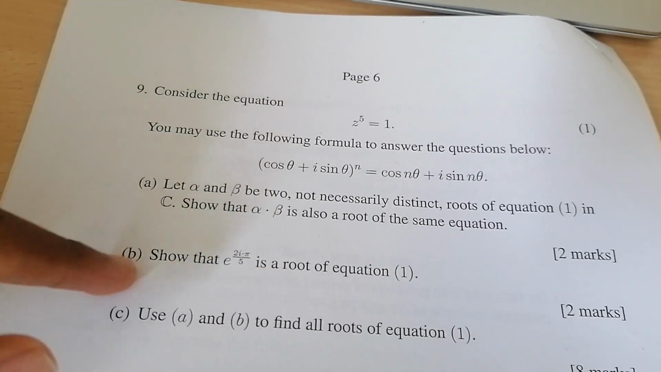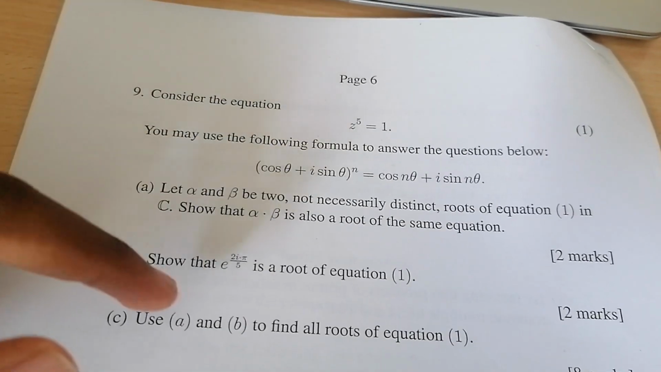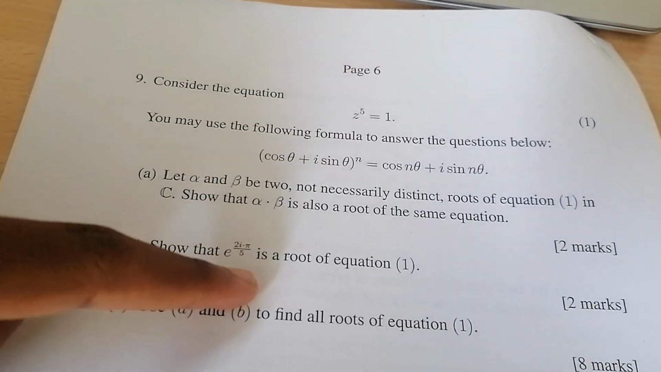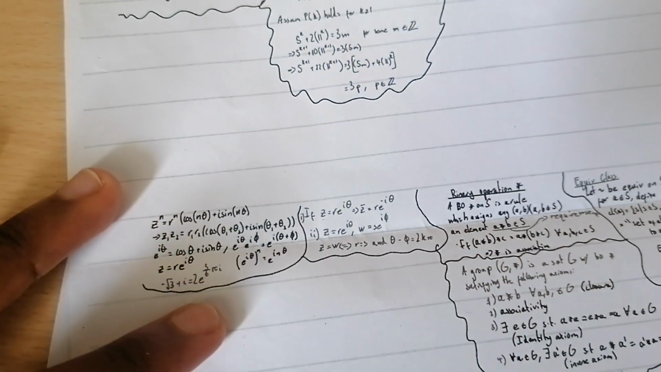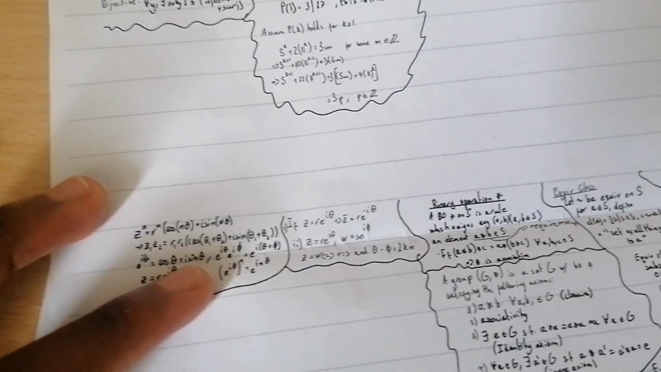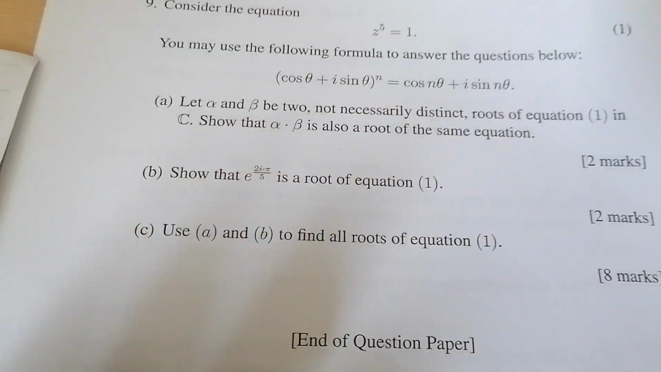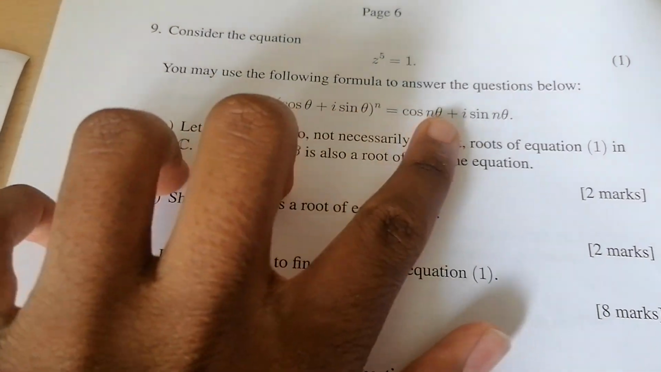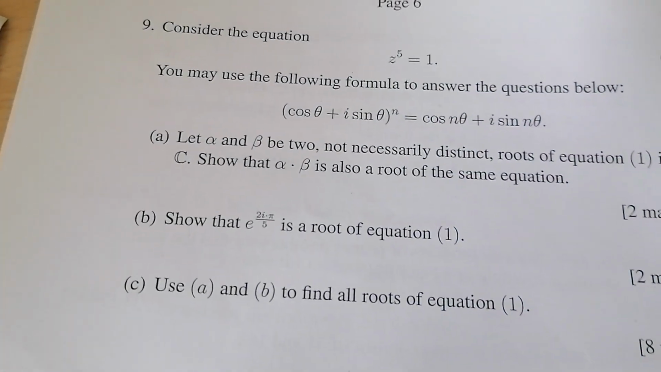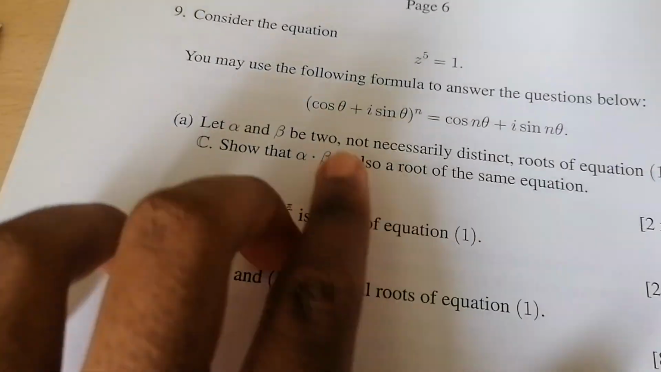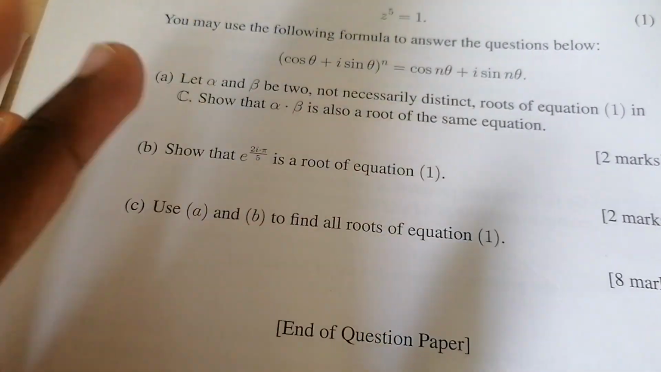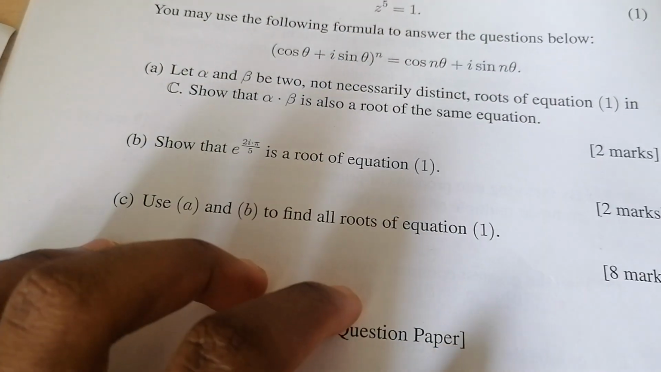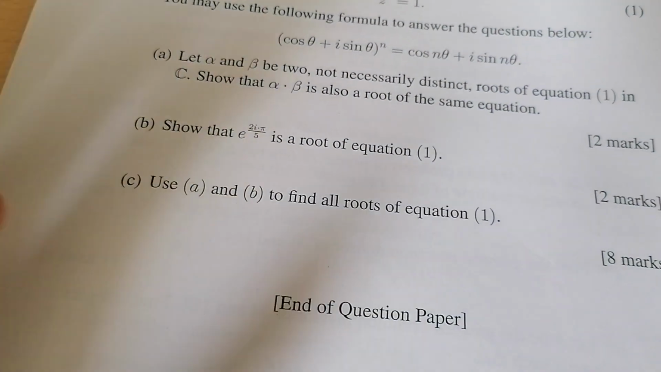This part shows that e to the 2i pi over 5 is a root of the equation. Here I used part of my problem sheet to help me get from this exponential form to the trig form. And then I used this formula they gave us, and I was able to show that it was a root, and then use C and B to find all roots of the equation.